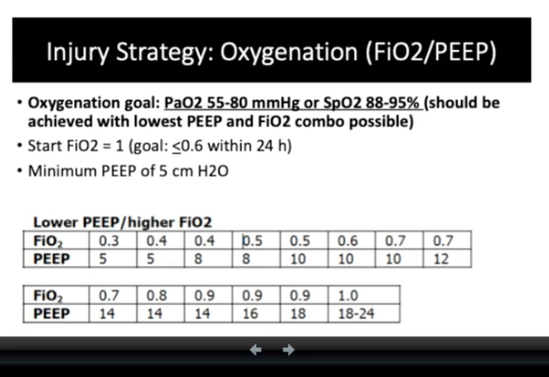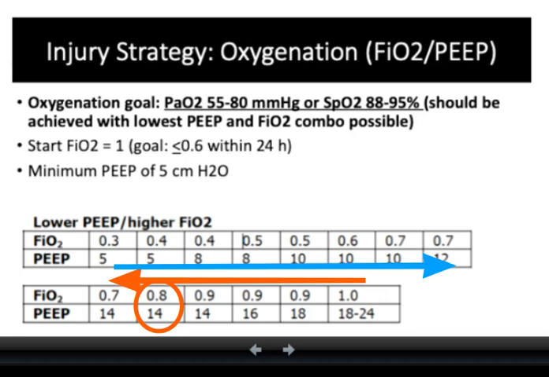Next, you could slowly start decreasing your FiO2 from 100% and see what FiO2 will achieve your oxygenation goals. Let's say the minimal FiO2 that maintains PaO2 of 60 to 80 is 0.8 or 80% oxygen. You're going to leave this value at 0.8 and will start increasing your PEEP by 2 to 3 centimeters of water every 15 to 30 minutes. First, you will increase your PEEP from 5 to 8 and see what SpO2 value you are going to achieve.